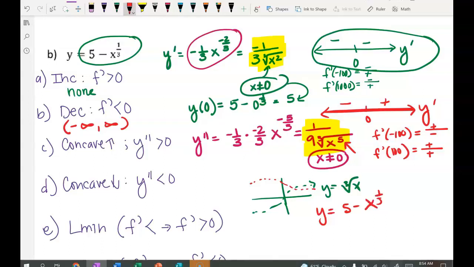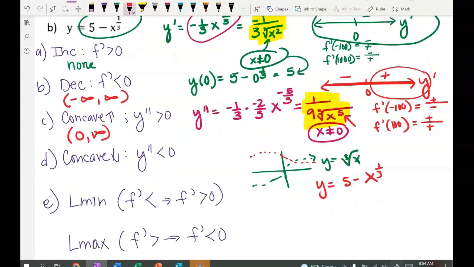Concave up is when the second derivative, guys, is positive. So it's going to be on the right side. So that's going to be from 0 all the way to infinity. Concave down, if you look at the second derivative, is on the left side. So that's going to be from negative infinity to 0.